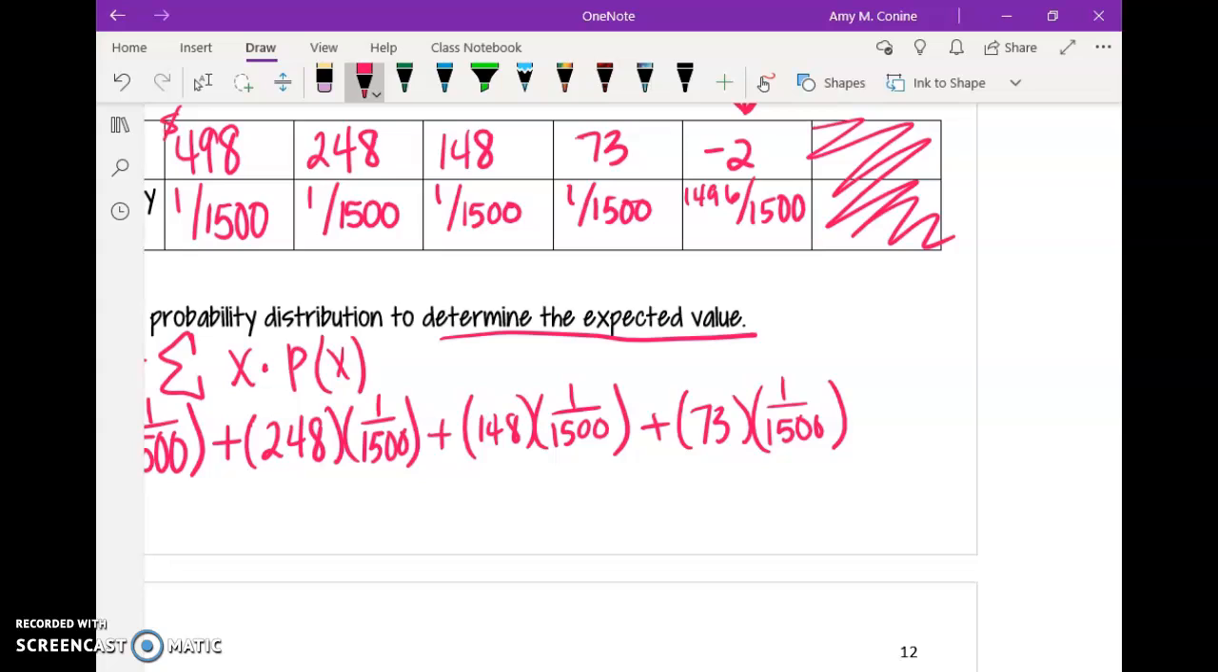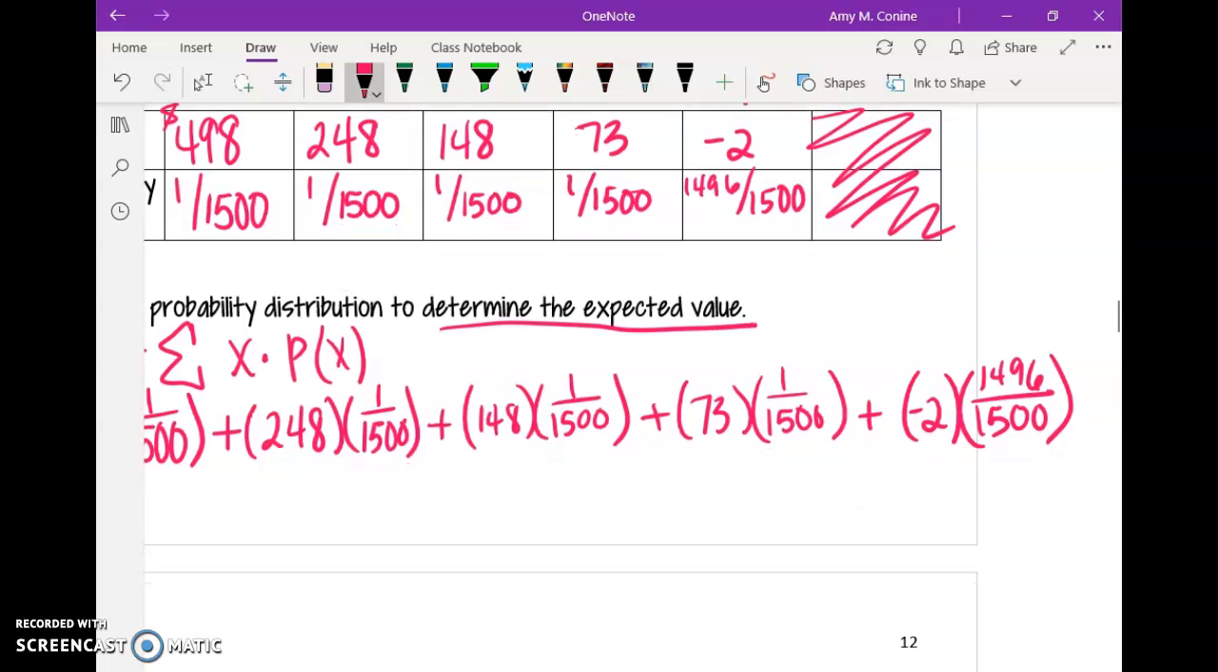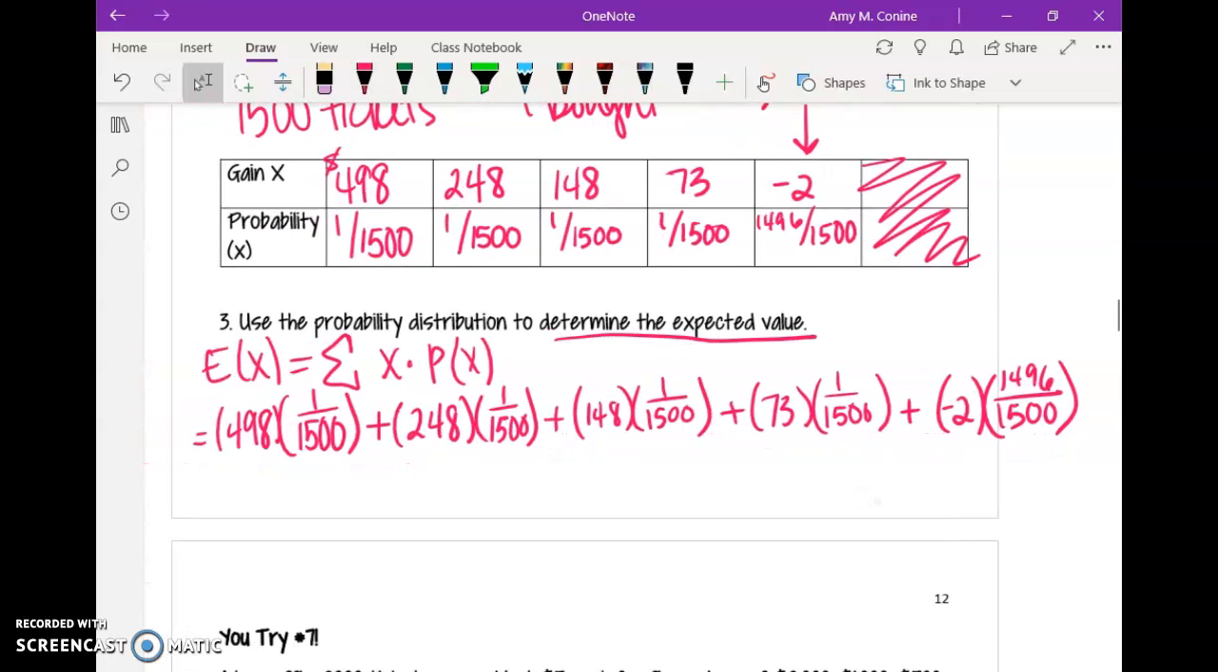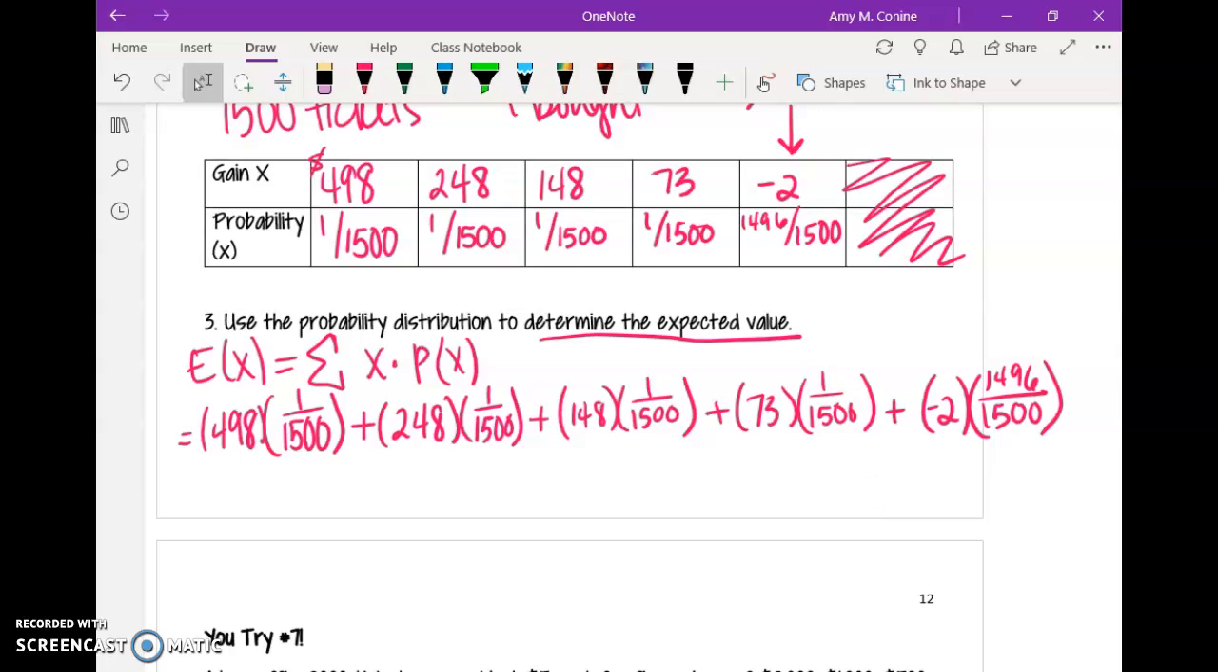Okay. And then we do include our loss, which is if we lose, we've spent $2 with the 1,496 chances out of 1,500 to lose the prize. Okay, so as a whole, this is what that sum looks like for our expected value. Okay. So I would pause the video right now so you can do your calculations.